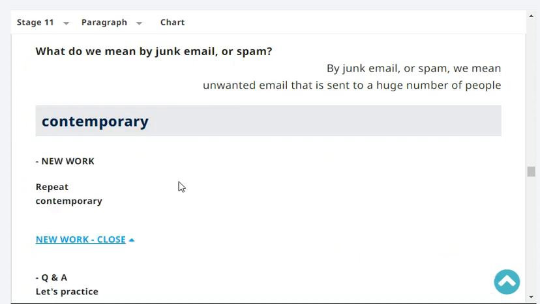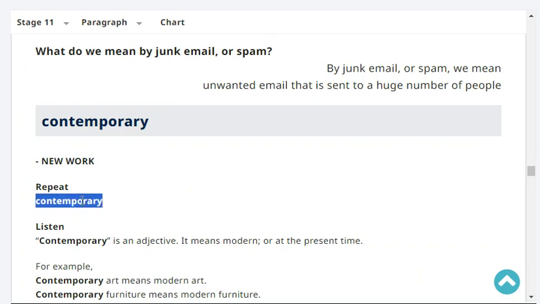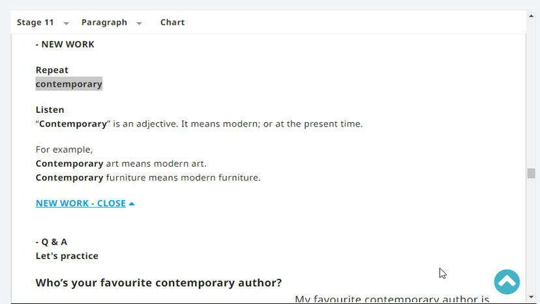Very good. Next, repeat: contemporary. Very good. Okay, listen. The word contemporary is an adjective. It means modern or at the present time. For example, contemporary art means modern art. Contemporary furniture means modern furniture.